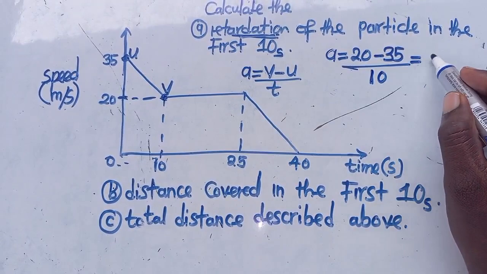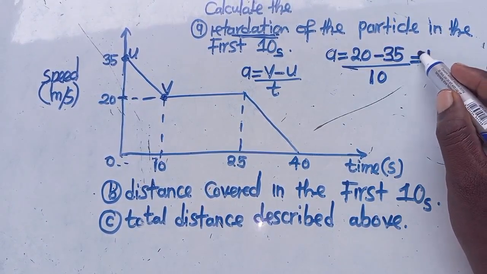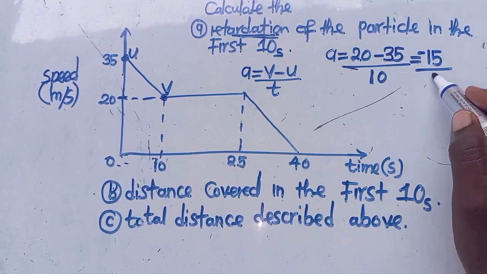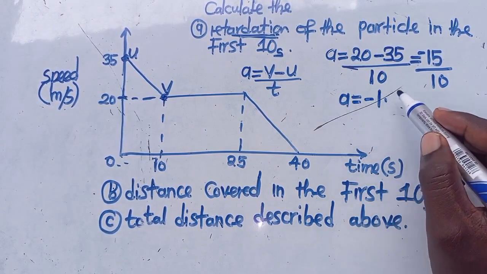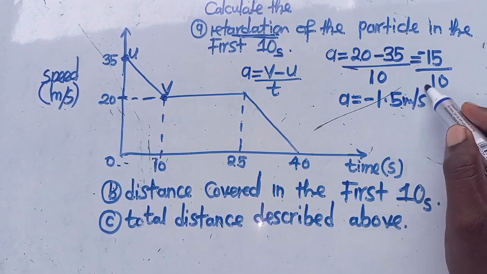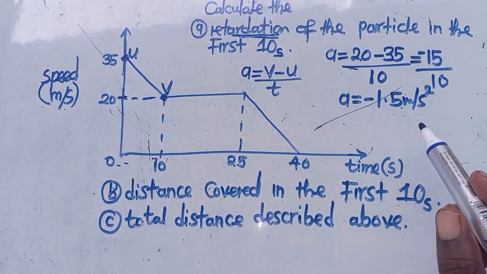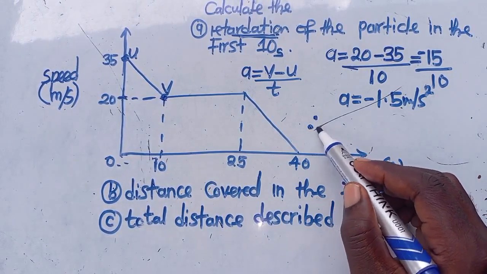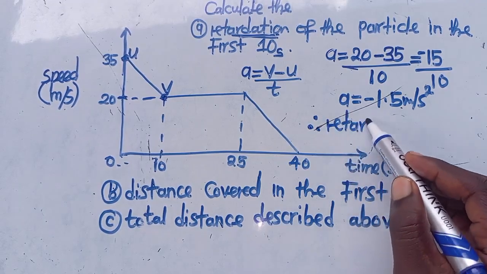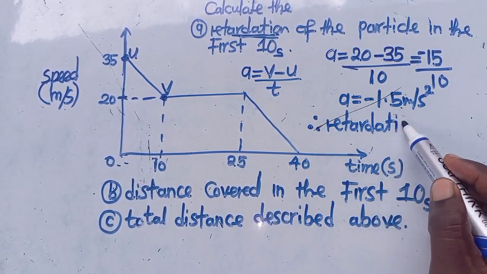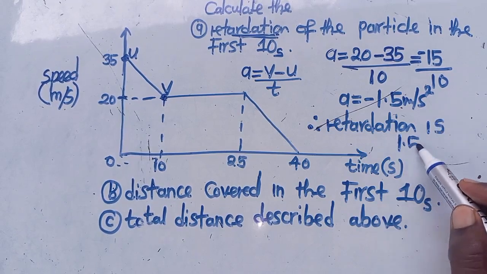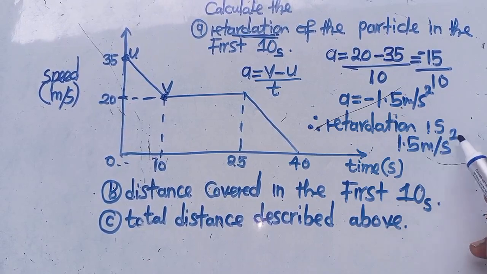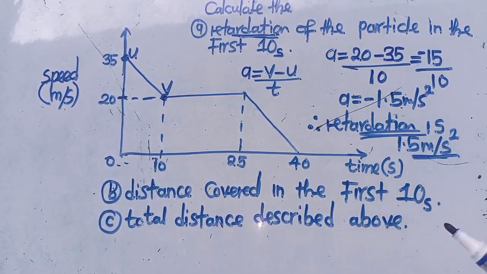Where I'm going to get negative 15 over 10. Therefore, acceleration is equal to negative 1.5 meters per second squared. This is the acceleration. But the question was telling me to find retardation, therefore, when you use the word retardation, the negative is already included. So retardation is 1.5 meters per second squared. This is the answer.